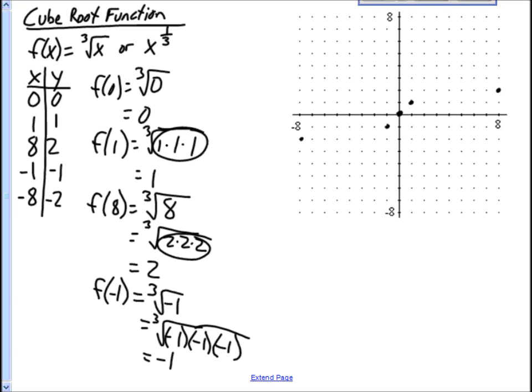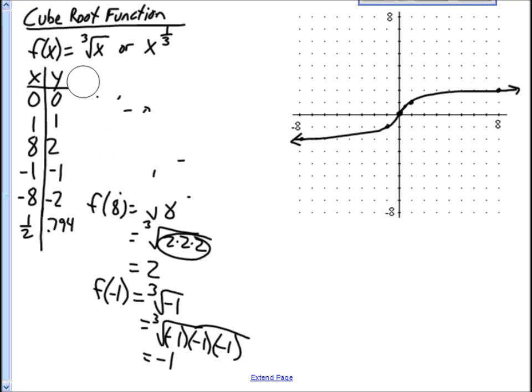You could get some more in there, like if you wanted to pick, oh, I don't know, 0.5. What's the third root of 0.5? You can do that on your calculator, 0.5 to the 1/3, and you get 0.794. And you put a few more in here, and you're going to see that this thing's got some curvature to it, about like that. It keeps increasing there.